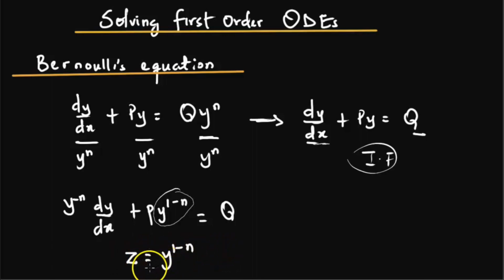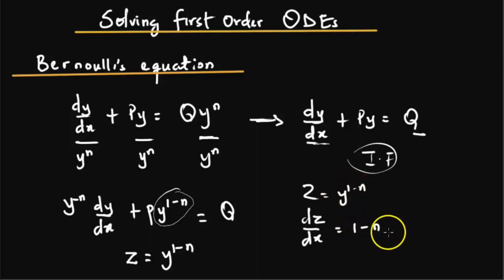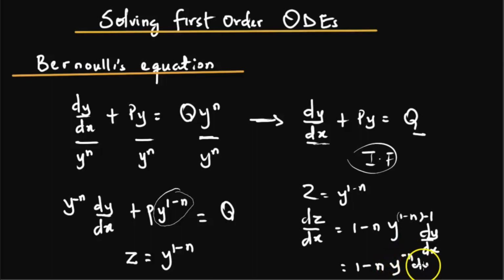The next thing to do is to differentiate z with respect to x. So z is y raised to the power 1 - n. dz/dx will be, we're just going to differentiate this function implicitly with respect to x. So it becomes (1 - n) y raised to the power (1 - n - 1) dy/dx. And so we're going to have (1 - n) y raised to the power -n dy/dx. So we've gotten z, we've gotten dz/dx.